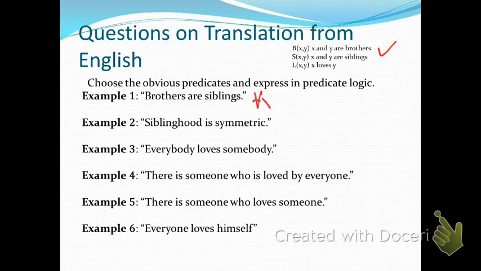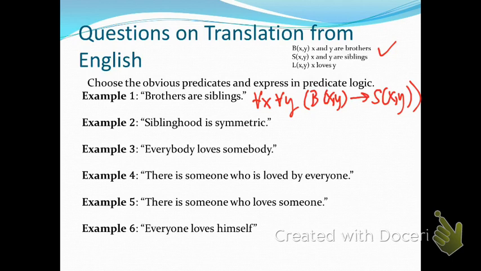Brothers are siblings. Okay? So, for all x and for all y, if x and y are brothers, then x and y are siblings. Okay? So this is brothers are siblings.